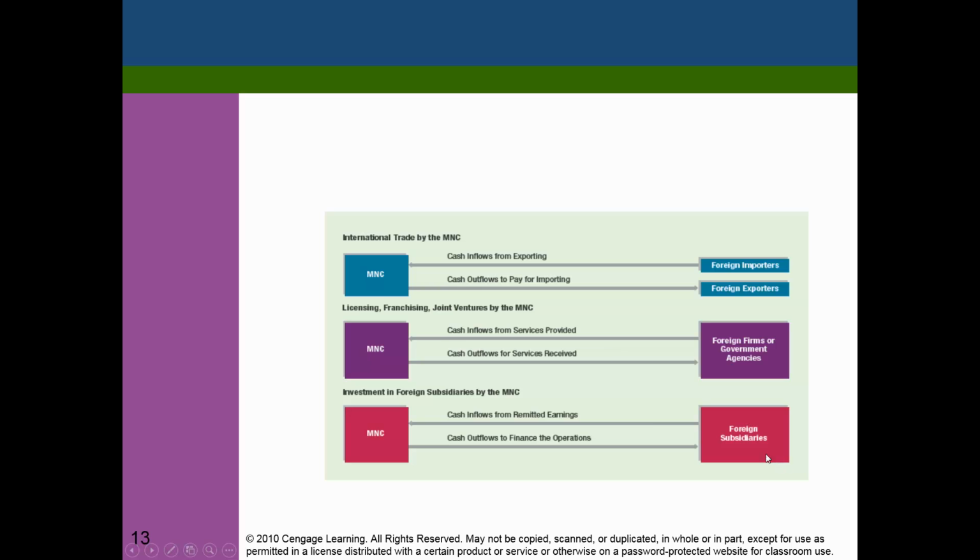And the last one is investments in foreign subsidiaries by the MNC. And what we see here is that the MNC establishes a subsidiary in the foreign country. So that could be BMW establishing operations in the US, and the local subsidiary, that is a US subsidiary of BMW, manufactures cars in the US and sells them in the US. So a big portion of the money they receive goes back to the German parent company, that is BMW Germany. Now if they also have to invest in the foreign subsidiary, you will see that there are cash outflows to finance the operations.